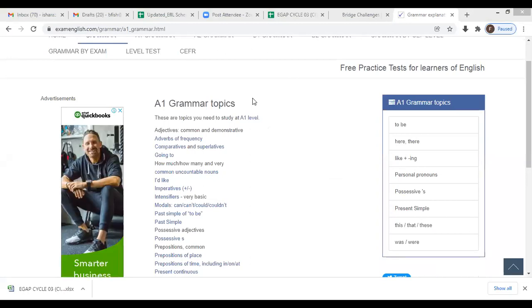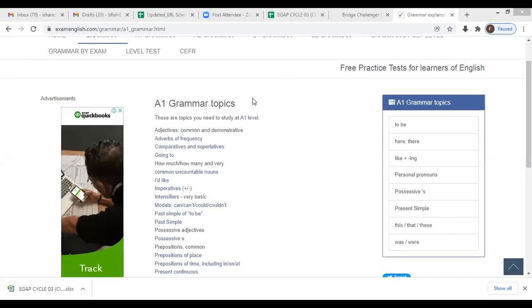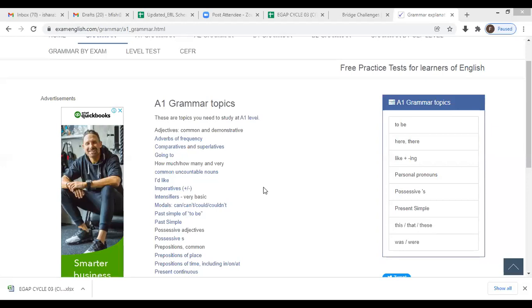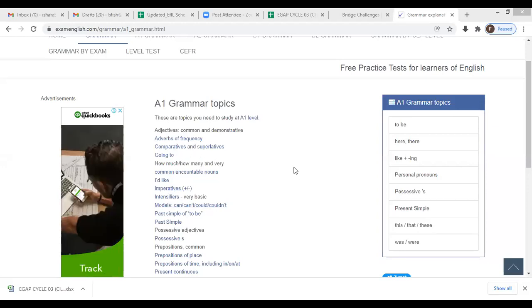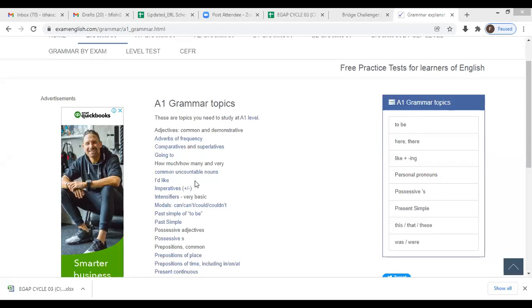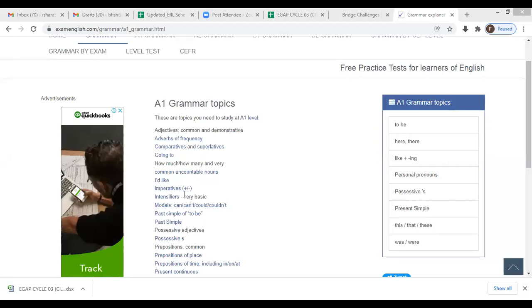So you go there, you select lesson one, and then you come to topic one. You select grammar topic one. And you have a lot of grammar work activities in this section, right? So today in my session, I am going to look at some of these basic grammar topics that I'm going to discuss with you, right?